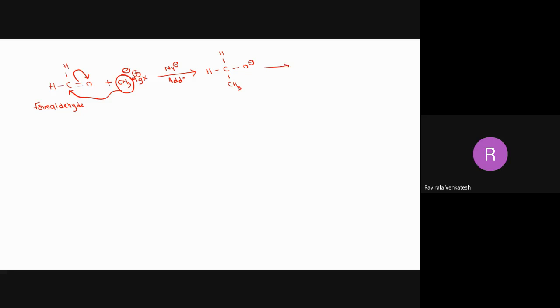Now do hydrolysis. Put some H plus over here, H plus in the presence of water. Now what are we going to get? Write down CH3. This part is CH3, then this part is CH2, and this part is OH. So formaldehyde is giving a primary alcohol, ethyl alcohol, or ethanol. Okay.